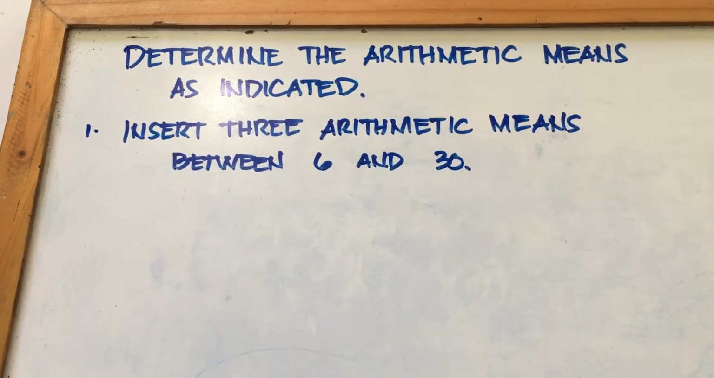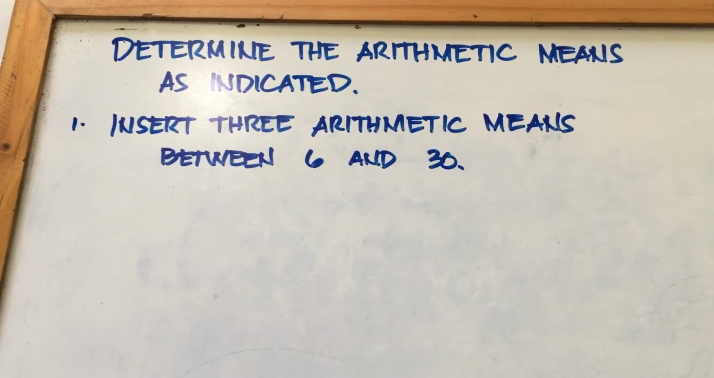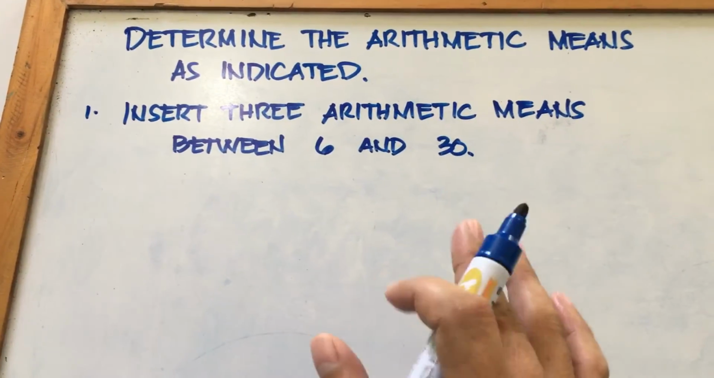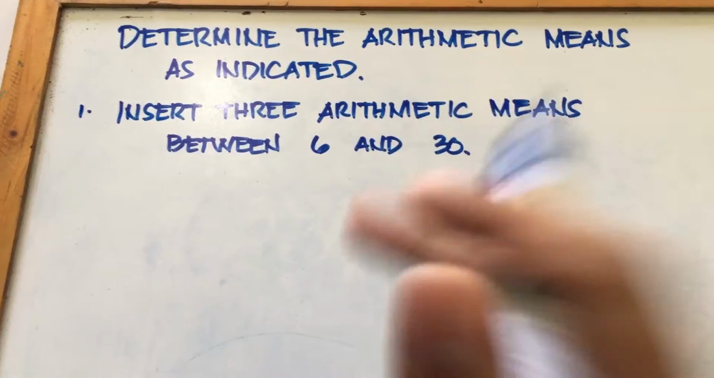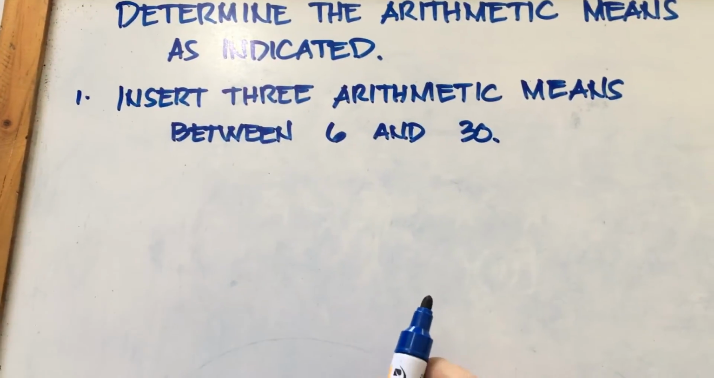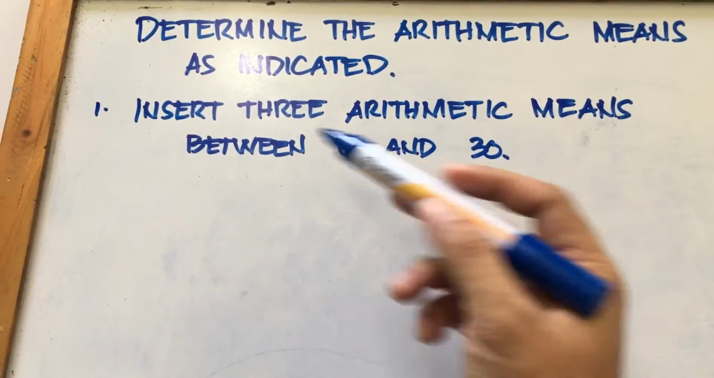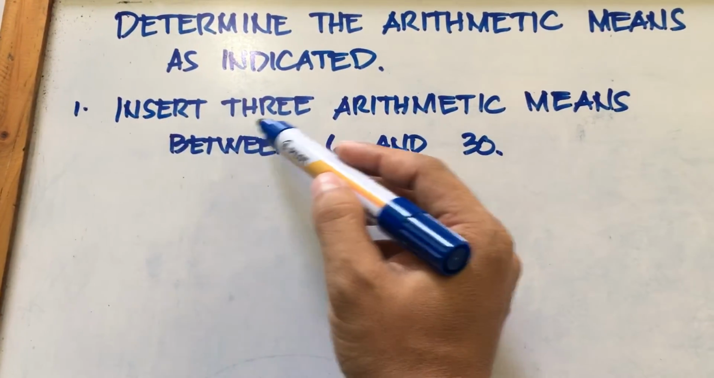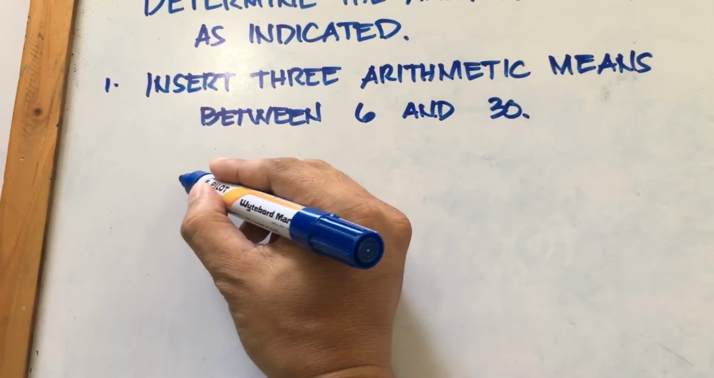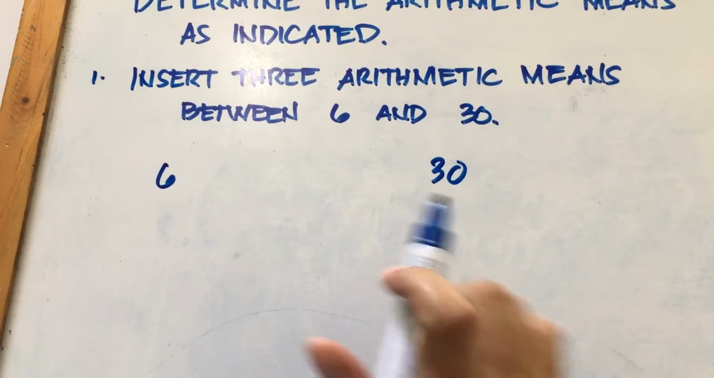Now, in solving this kind of problem, the most important thing is how to illustrate it on our board. So, for you to understand more about this kind of problem, we need to first illustrate it. By illustrating this problem, we can solve it directly. We are asked to insert 3 arithmetic means between 6 and 30.